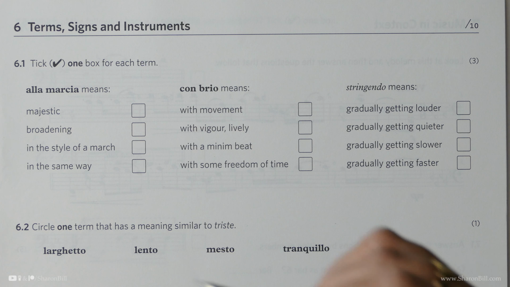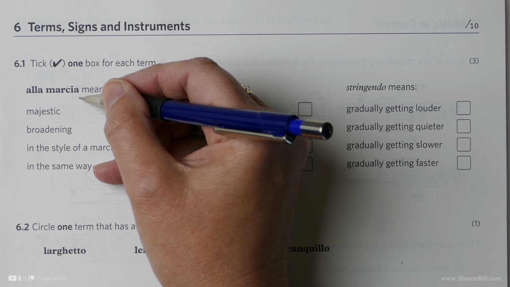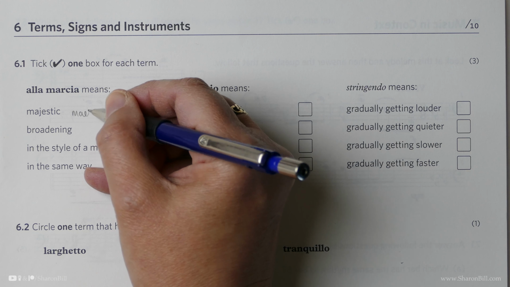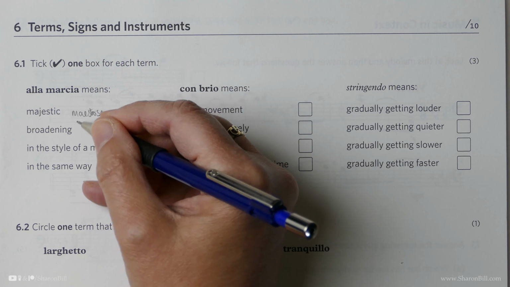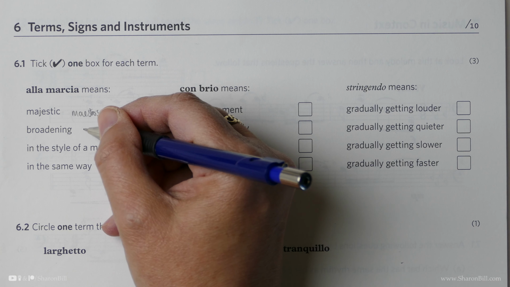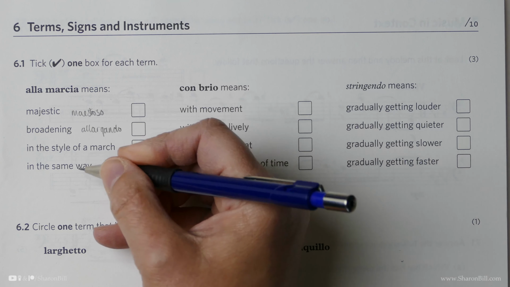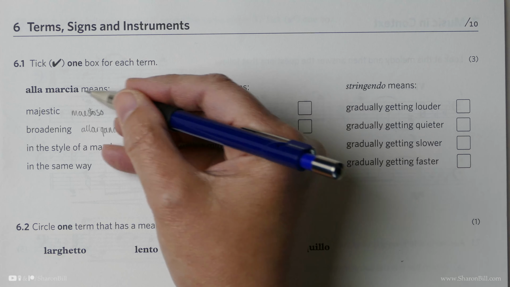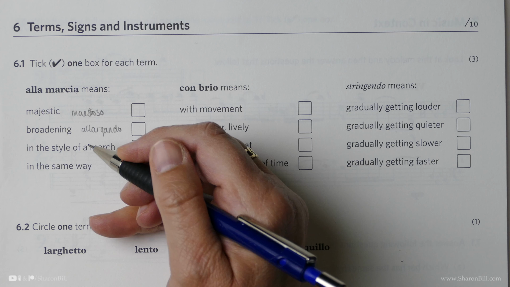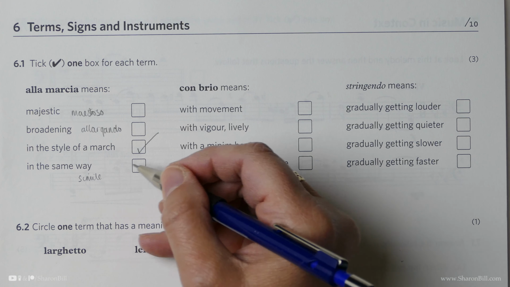So let's check these through together. Before we get sidetracked by looking at all the multiple choices, let's give all of them the definition and then we're not just guessing. So majestic is maestoso. Broadening, it's kind of a slow broadening sort of tempo and general effect, is allargando. In the style of a march is alla marcia, that's the one that we want. And in the same way we sort of say similarly. Simile is in a similar way.